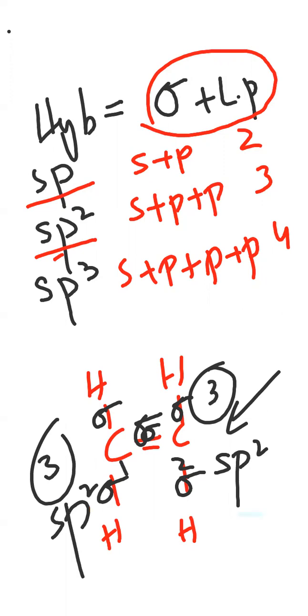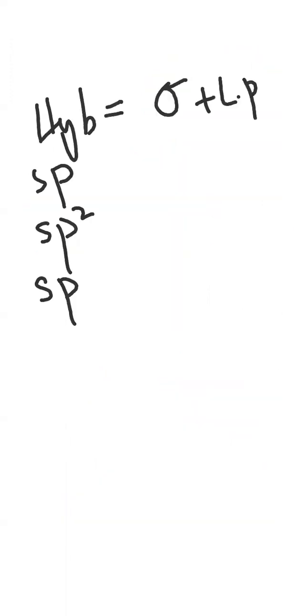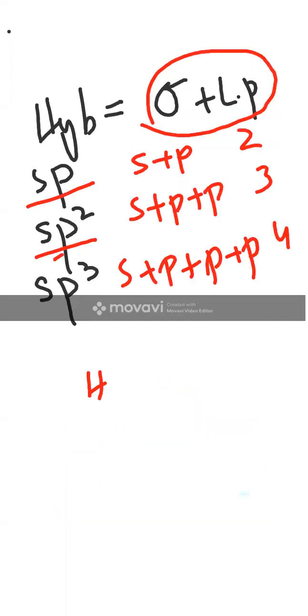But let me tell you one more thing. In organic chemistry you have to focus on the shape of molecule also. There is no lone pair, so I cannot make hydrogen like this.